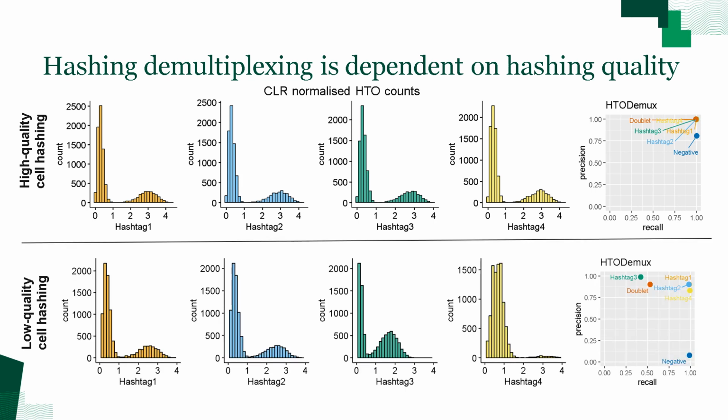We then simulated some lower quality data. So here we made some changes. Overall, we've reduced the signal to noise ratio, as well as varying the group sizes. So we can see hashtag 3 is a larger group, hashtag 4 is a smaller group. Again, we applied HTODemux, and we see significantly poorer performance here. We see poor recall in hashtag 3, poor precision in hashtag 4, and very poor precision in the negative group. This result for the negative group here indicates that there are lots of cells that we haven't been able to assign because of issues with their hashing quality. And we want to avoid this if at all possible.